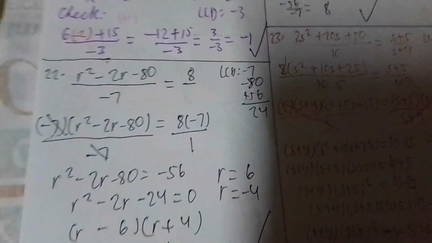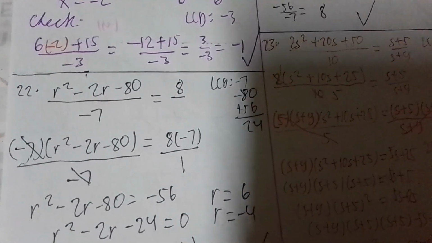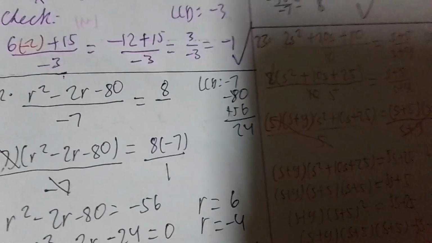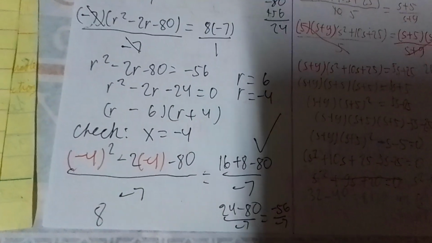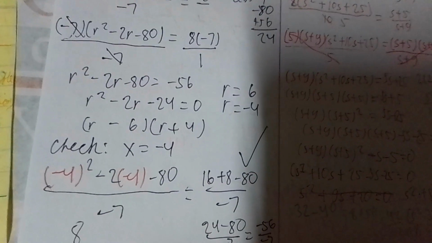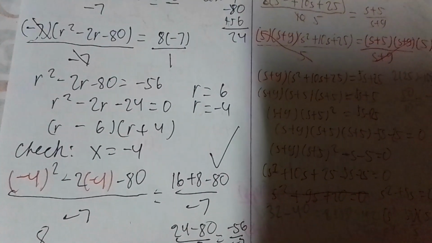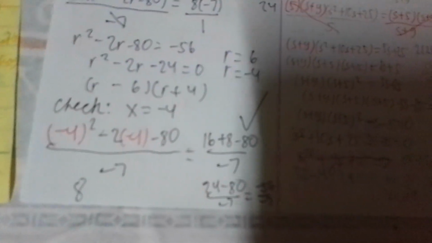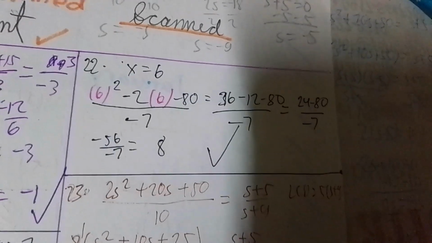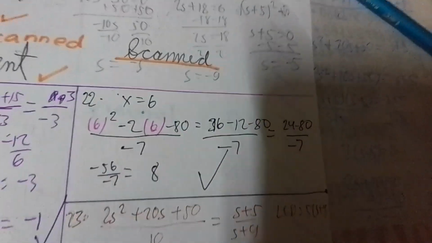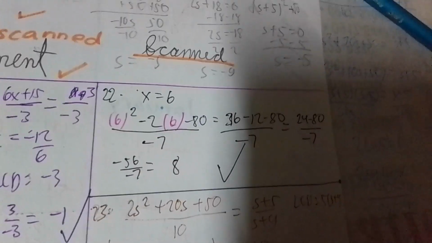Here's how I checked my answer. This is what I did: I did the LCD of negative 7, so I multiplied by the LCD. I just used the normal multiplication method, the inverse operations. Now to check if r were negative 4: negative 4 squared is equivalent to 16. Negative 2 times negative 4 is 8. Minus 80, that's negative 56. All divided by negative 7 yields positive 8. On the other hand, if we have positive 6: 36, minus 12, minus 80, you will still get the same answer. Correct, it still works. It checks out. Now that's the answer to our problem.